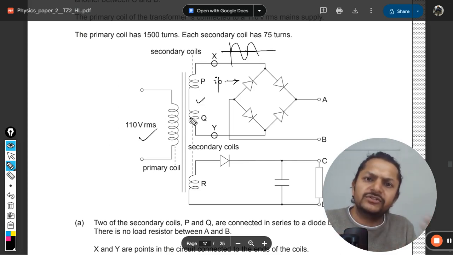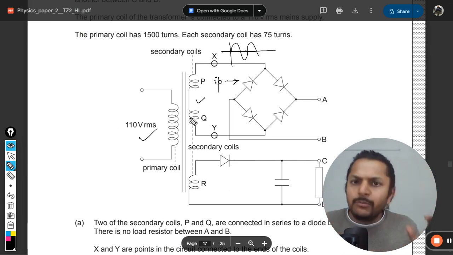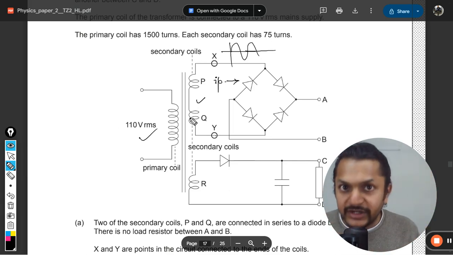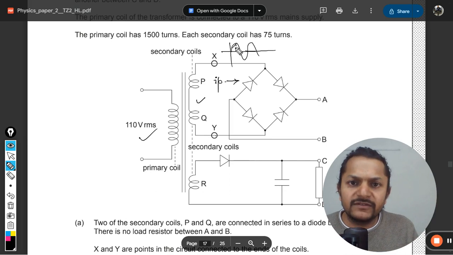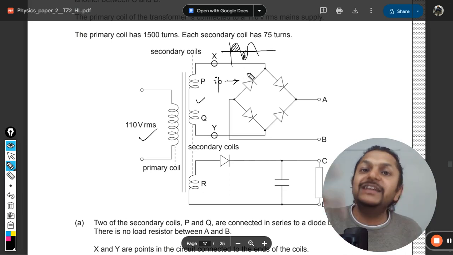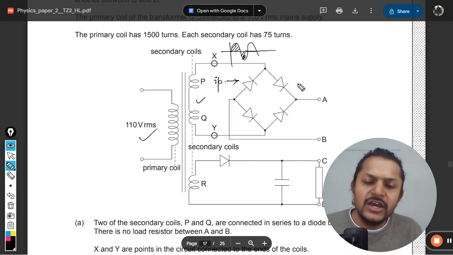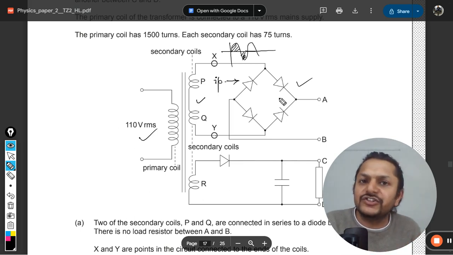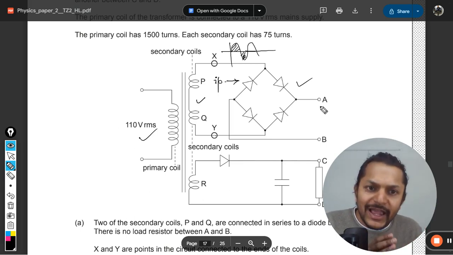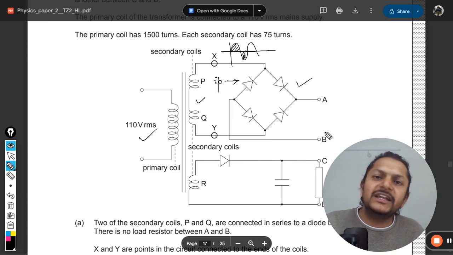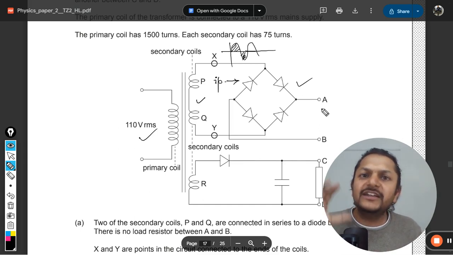Because of the transformation ratio, the voltage goes up and down, but the variation is still alternating. Some values are positive, some values are still negative. Rectification has not yet taken place, so this is a full wave rectification circuit. So in A and B you would be getting a full wave rectified voltage.